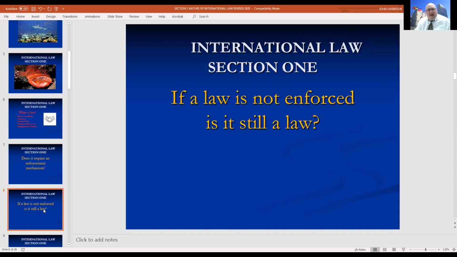Now, think about that internationally. What if we have treaties, but those treaties are never enforced? Do those treaties still have power? Are they still considered a law?